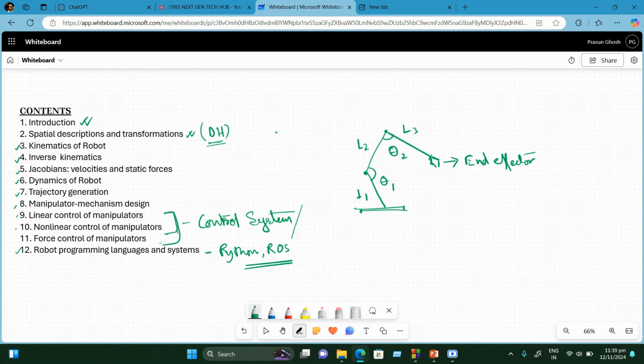L1, L2, L3 might be given. We need to find theta 1 and theta 2 and the position of the end effector. And with inverse kinematics, the position of the end effector will be given. We need to find theta 1 and theta 2. Okay. So that's a very little introduction about this topic.